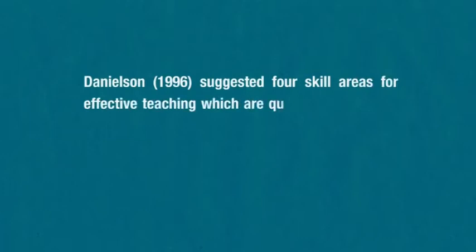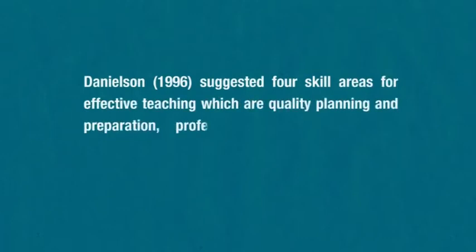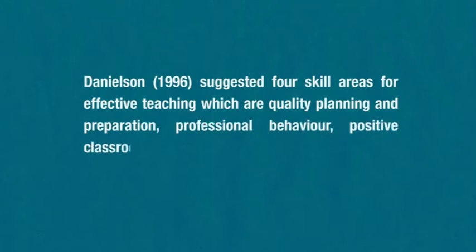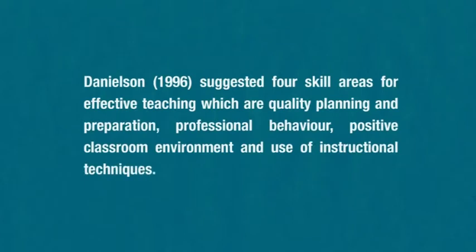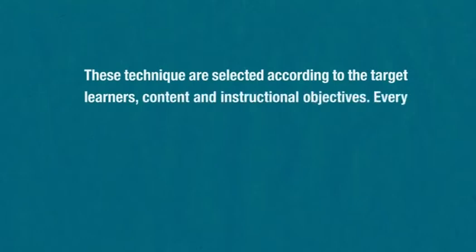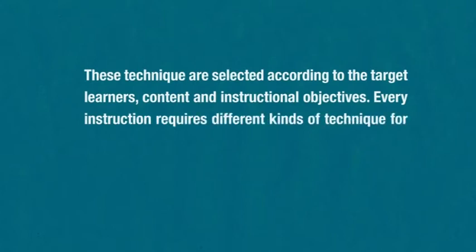Effective teaching is dependent upon selection of appropriate instructional techniques. Danielson suggested 4 skill areas for effective teaching, which are quality planning and preparation, professional behavior, positive classroom environment, and use of instructional techniques. These techniques are selected according to the target learners, content, and instructional objectives. Every instruction requires different kinds of technique for attaining objectives.